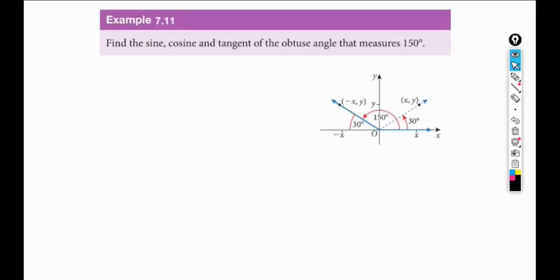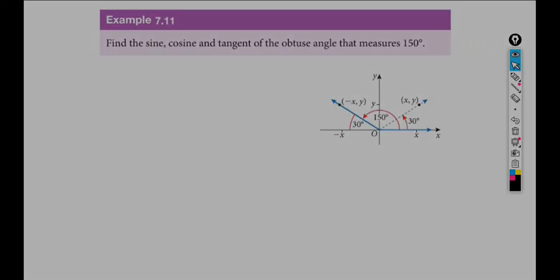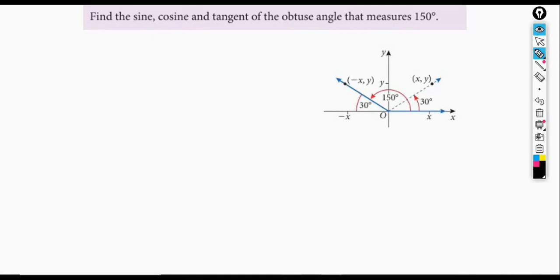We continue with example 7.11. Find the sine, cosine, and tangent of the obtuse angle that measures 150 degrees. So 150 degrees is 30 degrees away from the x-axis. Don't forget that the x-axis is always your reference. Don't use y, it's always x. And in this case, our reference angle is the 30-degree angle.